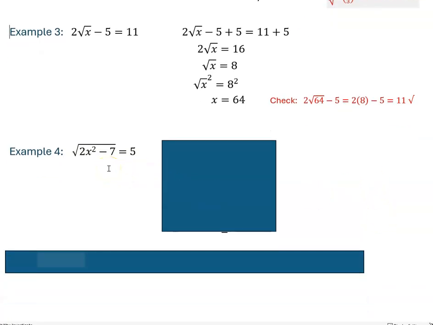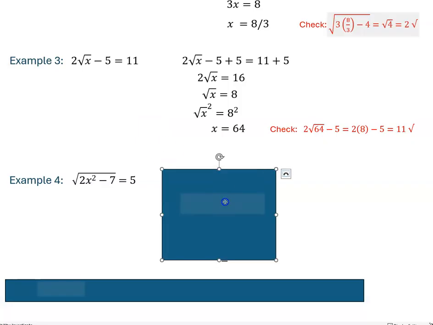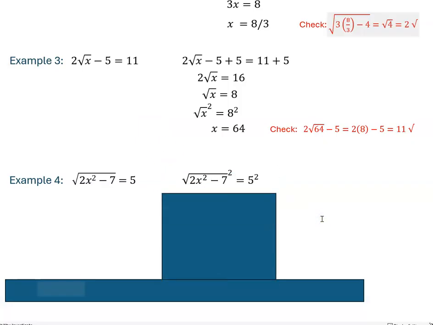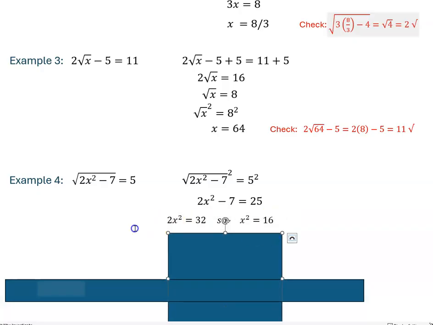In this particular problem, we're going to start off by squaring both sides, just like we did up here in example 2. And if I square both sides, it looks like that. This radical is going to cancel with the second power, and that's going to leave just the 2x squared minus 7, and the 5 squared is 25. Like I did before, I would then simplify this by adding 7 to both sides and getting 32. And then once I did that, I would divide both sides by 2, which would give me x squared equals 16.